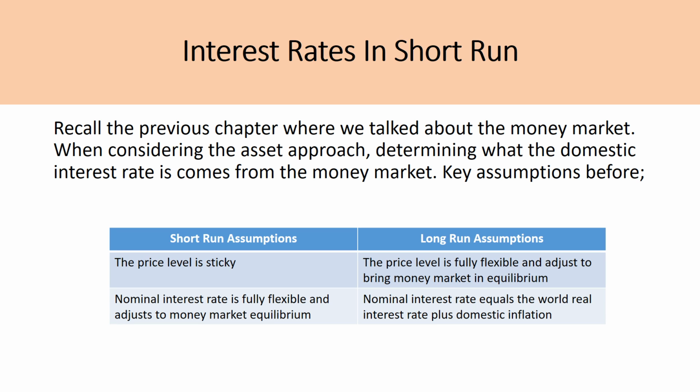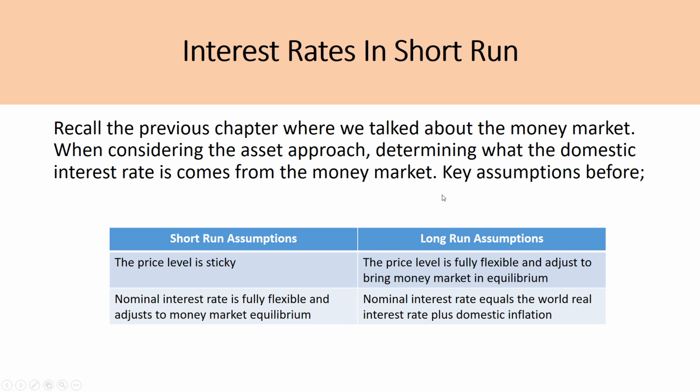So now, recall that in the previous chapter, we talked about the money market. And when considering the asset approach, determining what the domestic interest rate is comes from the money market. So it's that intersection between the money demand and the money supply lines. And so the key assumptions in the long term, when we were talking about the monetary approach, is that the price level is fully flexible and adjusts to bring the money market into equilibrium. The nominal interest rate equals the world real interest rate plus domestic inflation. Those are the key assumptions in the long run.